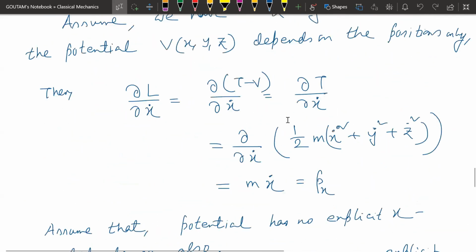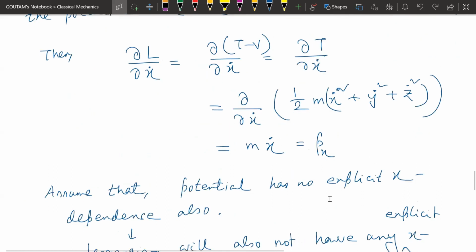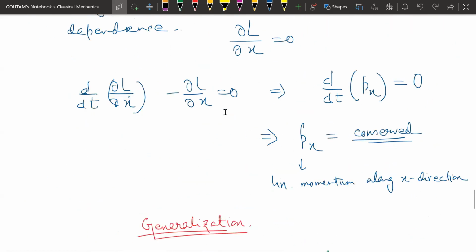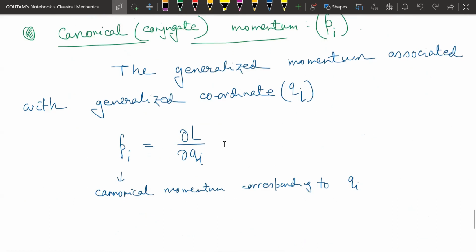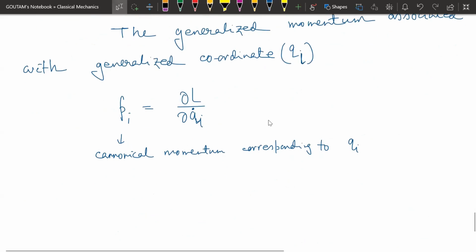Similarly, what we got here, the canonical momentum corresponding to the coordinate x is Px, which we got by del L del x dot. So similarly, this Pi is del L del Qi dot. Sorry, there is a dot here. So this is how we define the canonical momentum.